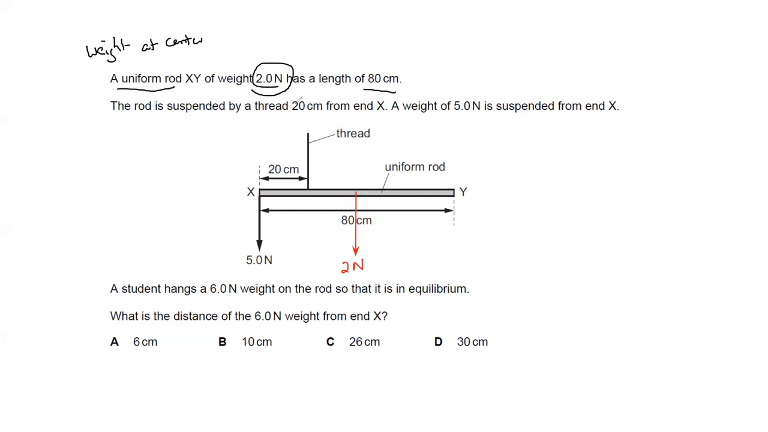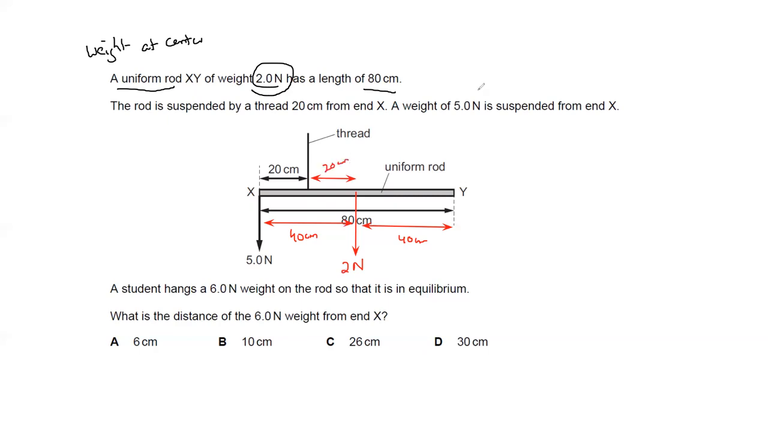So first thing, because the weight is acting at the center, from both sides it is 40 centimeter. So this is 40 centimeter. This one will also be 40 centimeter. Now, what should be this distance? This should be 20 centimeter because the total is 40. So one side is 20, the other side should also be 20.